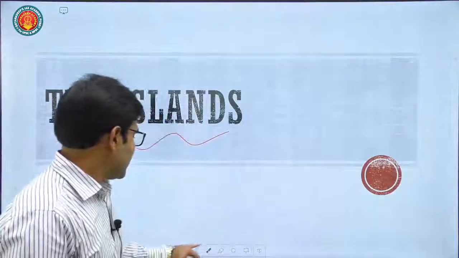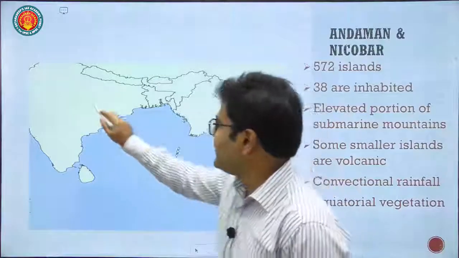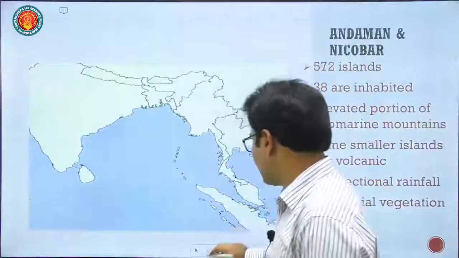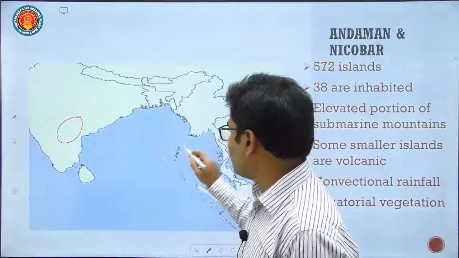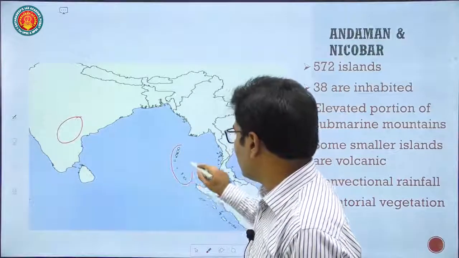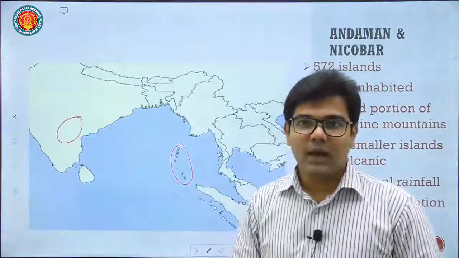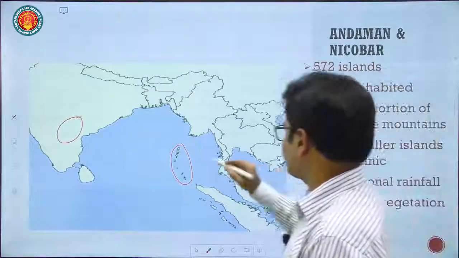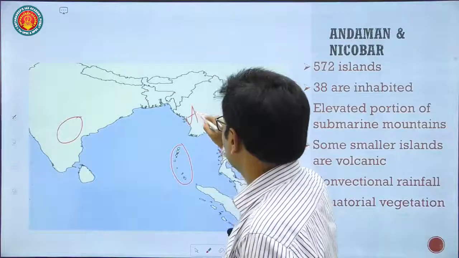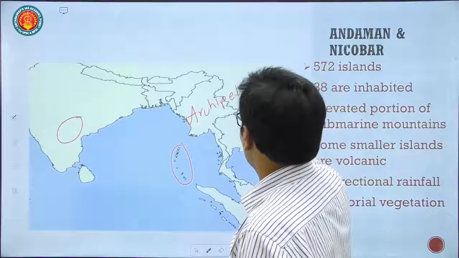If you see the map of India, we have mainland India over here. But in the Bay of Bengal, we have a group of islands. A group of islands is called an archipelago.